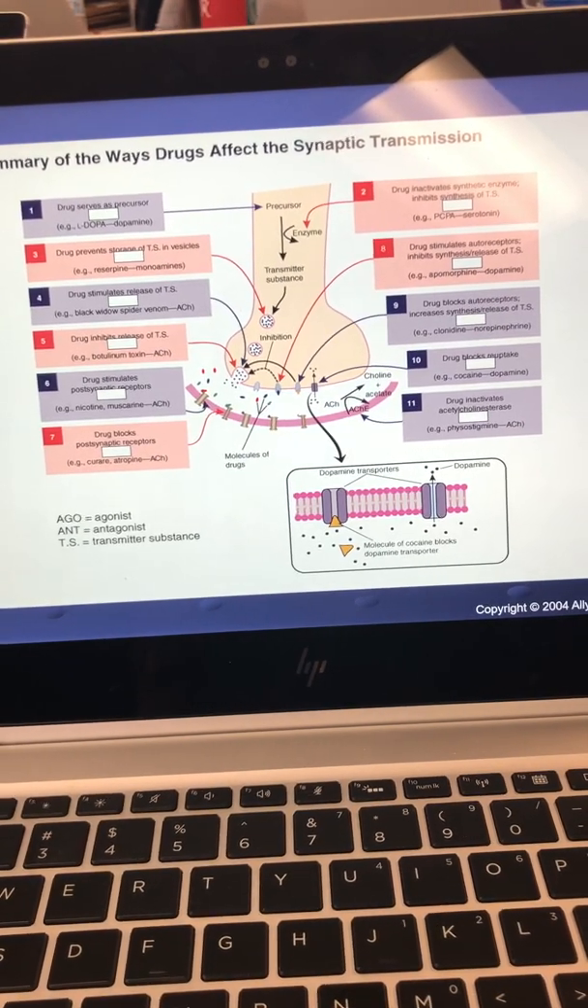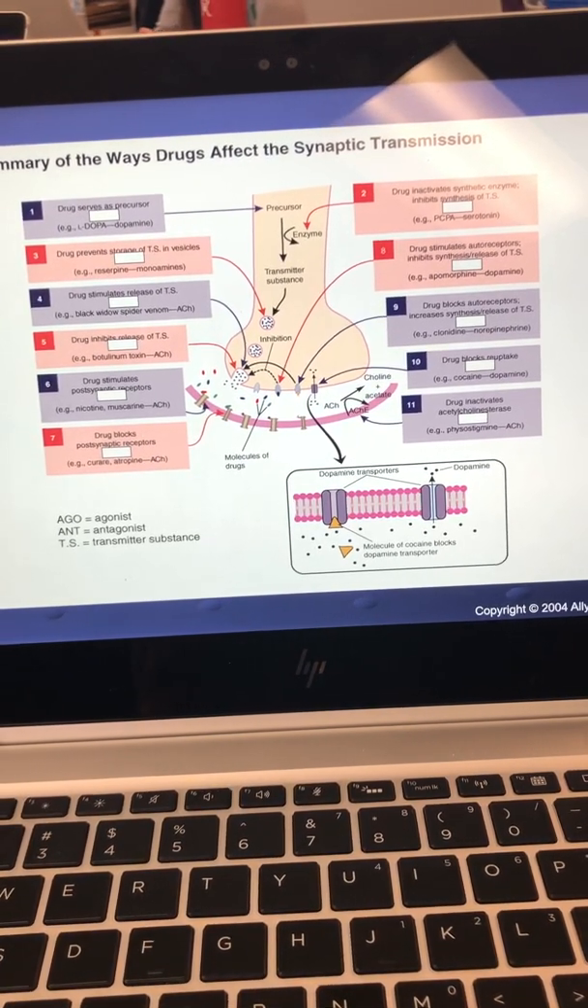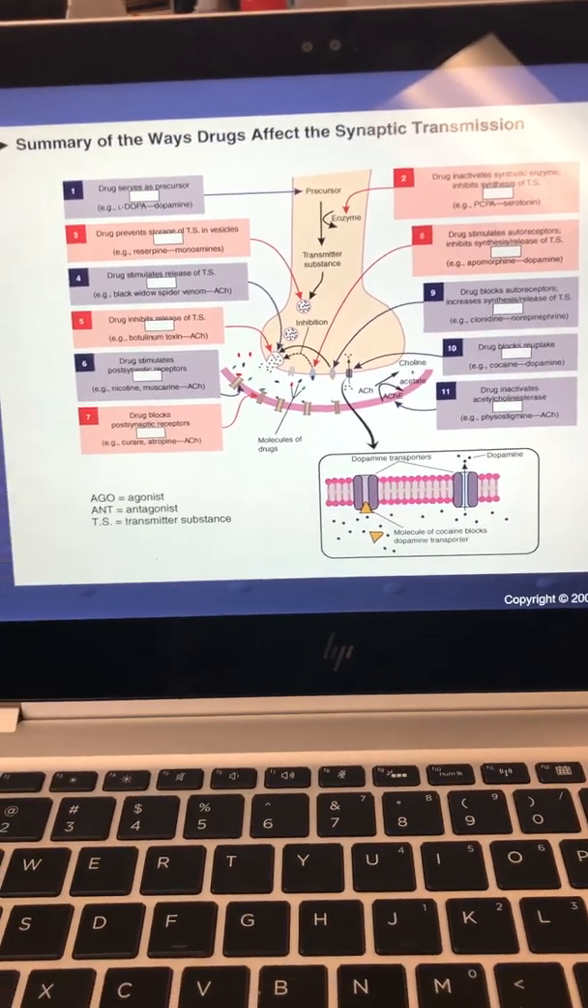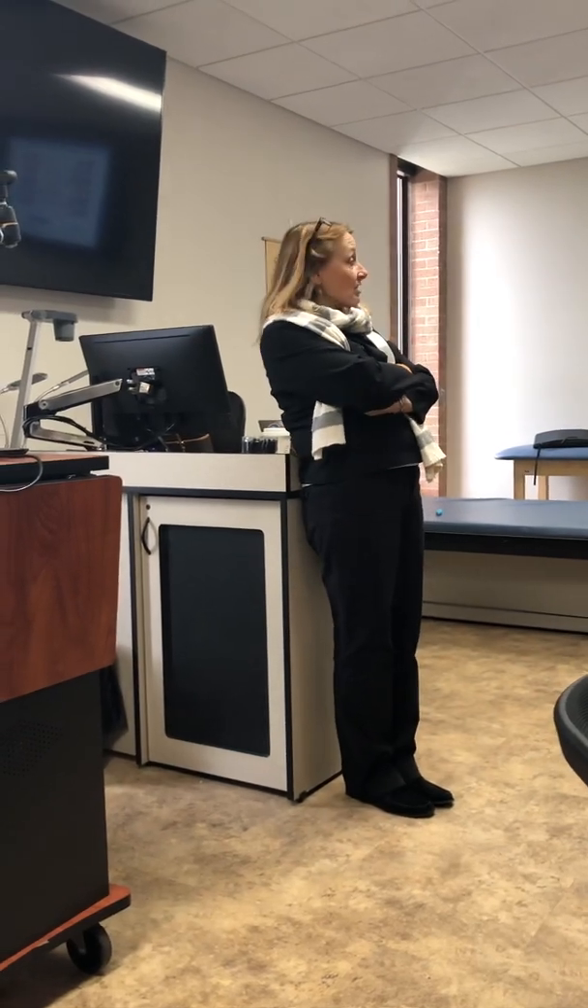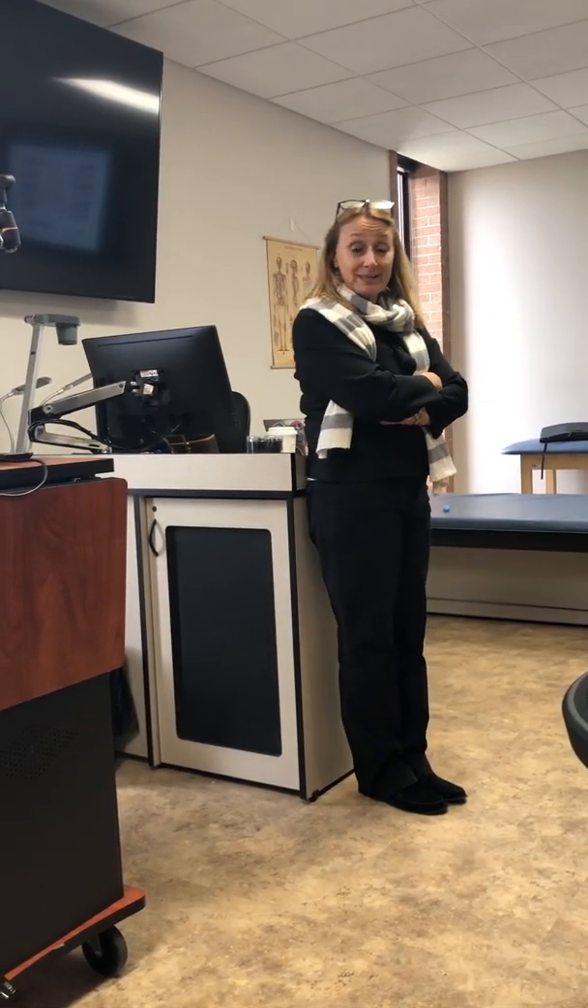Postsynaptic cleft, so more EPSPs, binding and activating more EPSPs and IPSPs, hence it is an agonist. Yes, and just because it says blocks, you know how many times people tell me it's an antagonist?